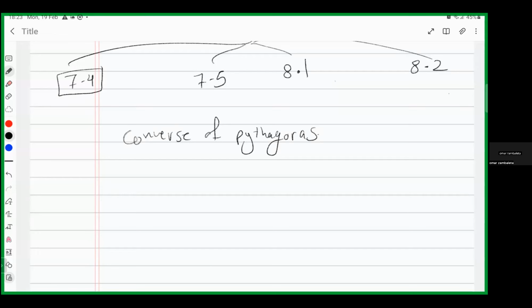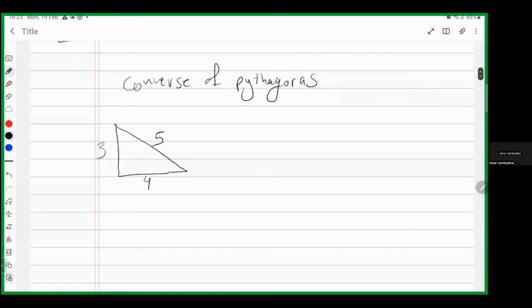So, for example, he will give you three numbers, and you will decide whether it's a right triangle or not. For example, 3, 4, and 5. What is the main rule of Pythagoras? A squared plus b squared should equal c squared. So let's try the two small numbers first.